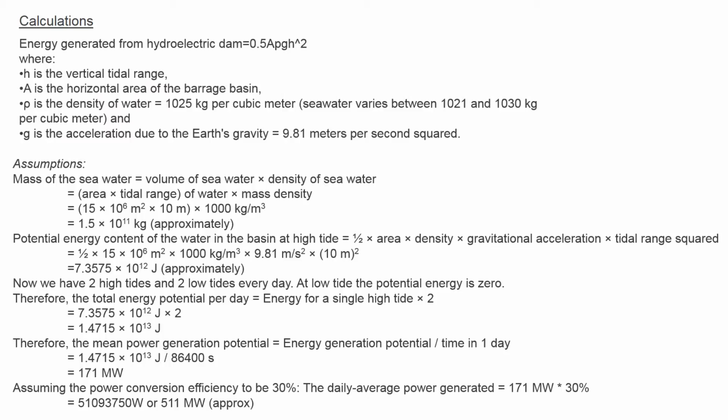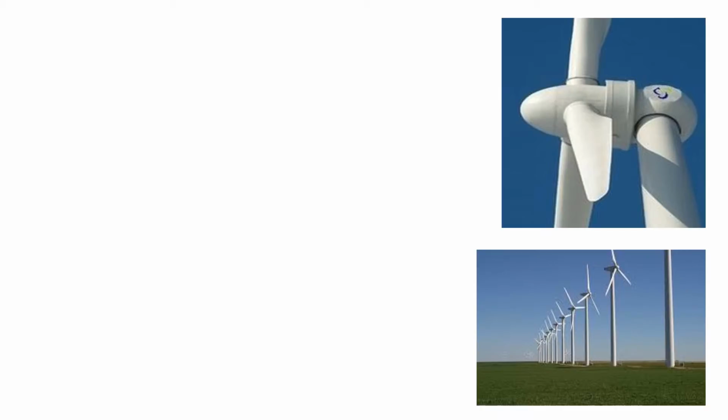After performing all these calculations, which you can see here, I'm not going to go into them, but I'll give you a bit of time to read them. We get that as the dam is 30% efficient, the power conversion efficiency being 30%, we get 511 megawatts of power produced.